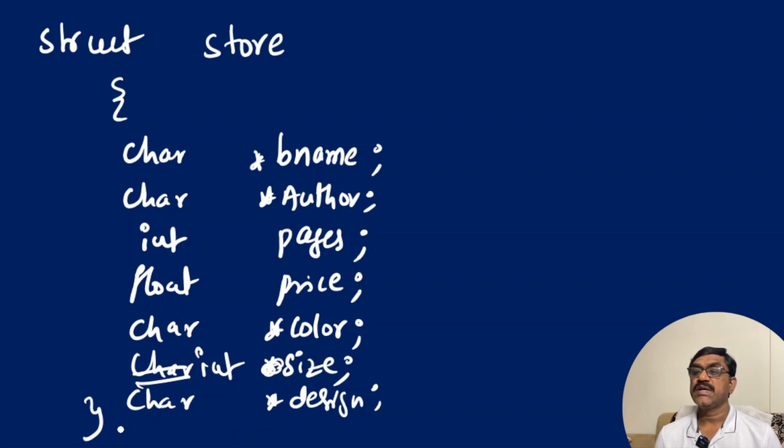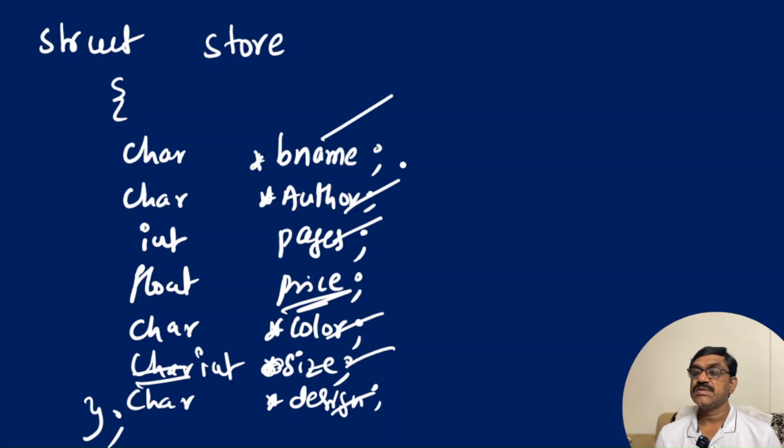Now the structure ends with a semicolon, here I'm writing the semicolon. In this case, we have taken the information about the book as well as the shirt: book name, author, pages, next color, size, design. Here the price is common for both the book as well as the shirt, so that's why I have taken it only one time.